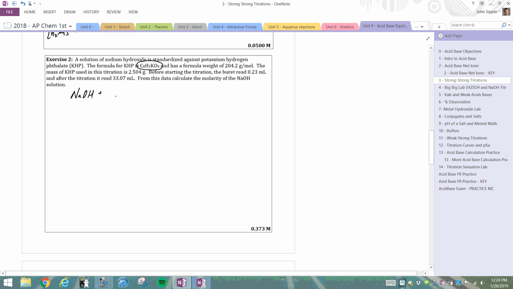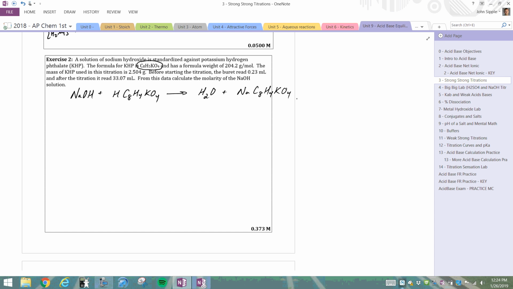I'm going to write it a little bit differently, as HCH4KO4. The way that works is it's going to form water, H2O, and sodium phthalate, which also floats around dissolved in solution. That's kind of the way it looks. We're going to react on a 1-to-1 mole ratio.